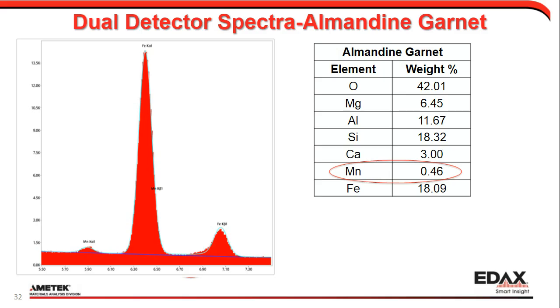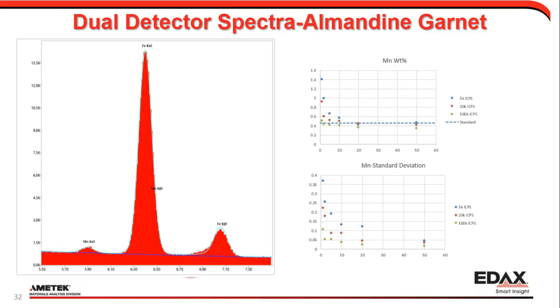So one of these days, I should go through and measure this out with WDS and get the true composition. But looking at the manganese here, we can see the true weight percent, 0.46, is what is shown in the dashed line in the top. And we get quite large deviations in the beginning with the 5,000 counts per second input counts. So instead of 0.46, I get values of 1.4 or 1. But we can see it tails out and approaches the true value as we increase the acquisition time.